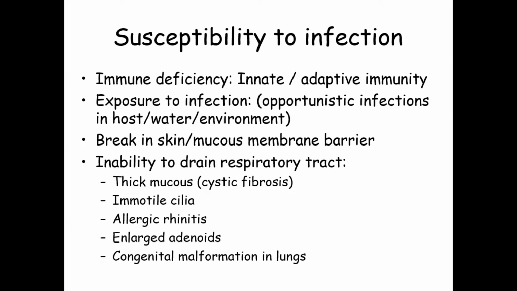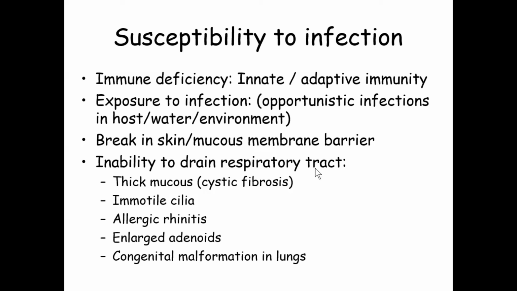Why do we get infection? If we have an immune deficiency of either the innate or adaptive immune system, we have a susceptibility to infection, but we have to be exposed to an infection for that to happen. And so some patients may have immune deficiency and not recognize it, somehow by luck not get exposed to infection. But there are some opportunistic infections that are there either on the host, in the host themselves, but normally don't cause infection. You might find some in water or other places in the environment.